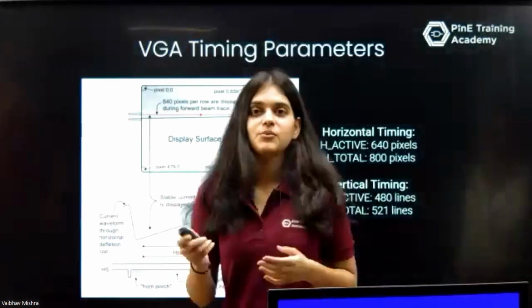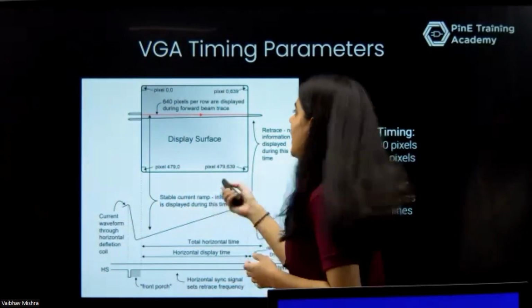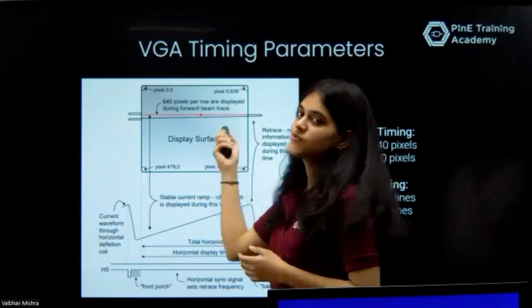Then this is the VGA display diagram. This surface over here is the display surface, and it has the resolution of 640 by 480.